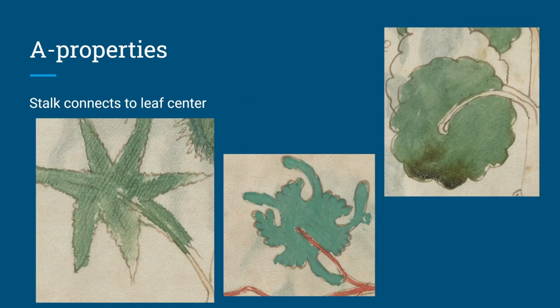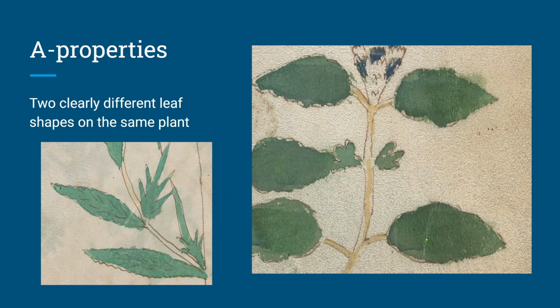Another property of the leaves, which is very distinctive, is that the stalk of the leaf connects to the leaf center. And here you can see a few different examples. So again, that's something that not all A plants do, but when you see it, you know you're dealing with an A plant. Now here we see two clearly different leaf shapes occur on the same plant. And sometimes you have to look closely, sometimes it's obvious, and this is something we only find in A.